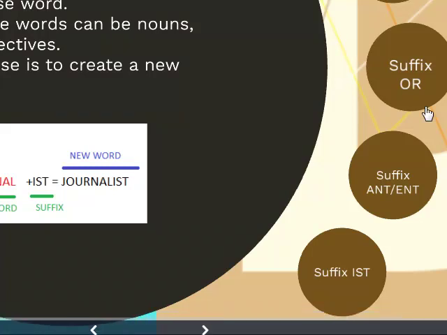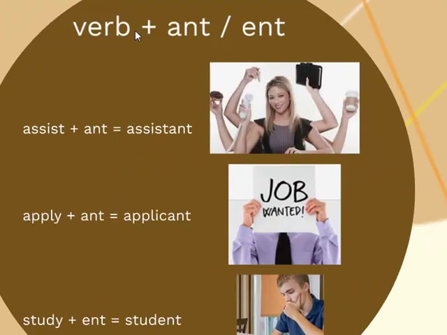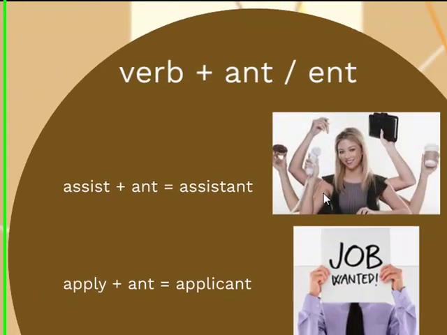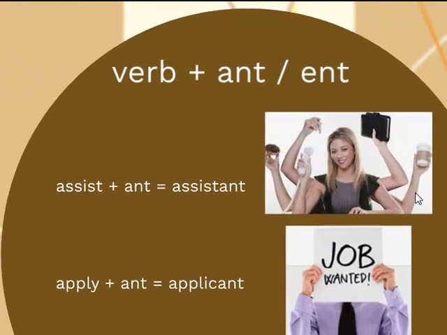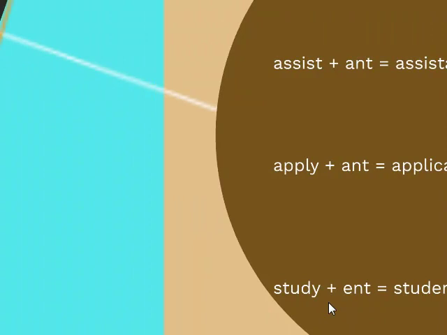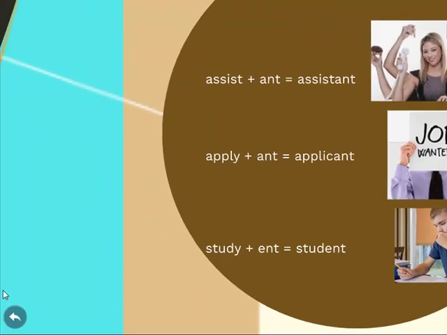The next one is ant or and. Okay, so we can have assist, the verb plus ant, we get assistant. Is the person who does a lot of things in an office. Apply, applicant, is the person who is looking for a job. Study, it changes to a student. Notice here in these two examples we deleted the y and then we add the ending. So here we have the word student.